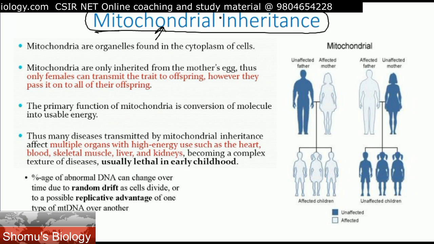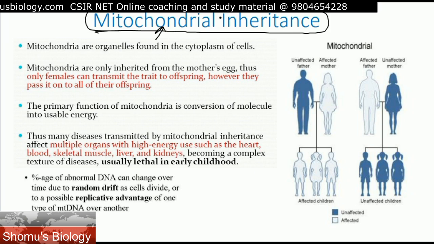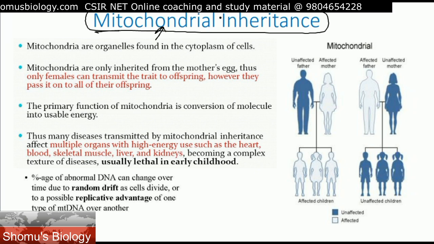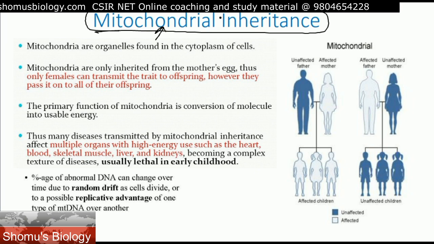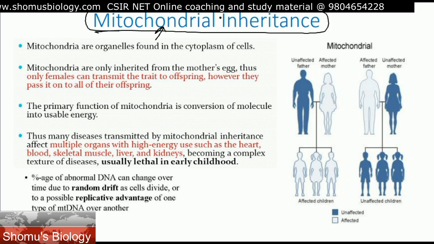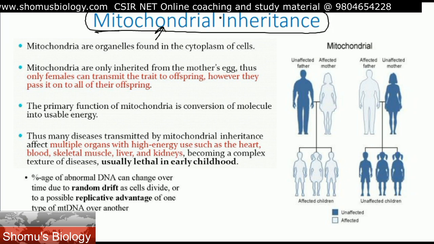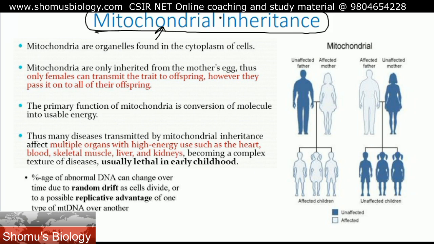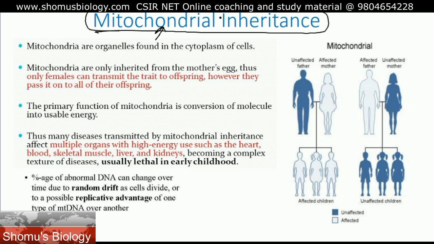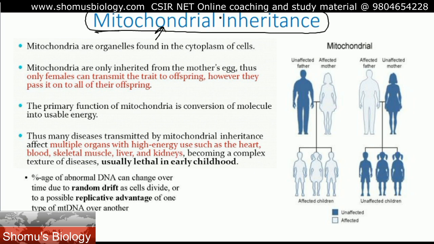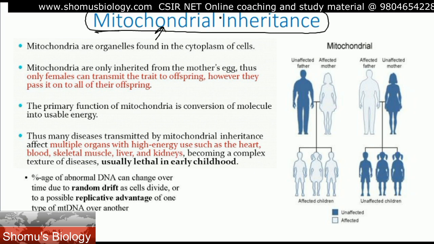As they have their own genetic element, if any gene is carried by them and it's transferred from one generation to the other, the genetic transfer pattern is different, because these organelles are present in the cytoplasm. While forming the zygote, the mother provides all the cytoplasmic content. Father provides only the nucleus. So a newborn organism receives all the cytoplasm from its mother.